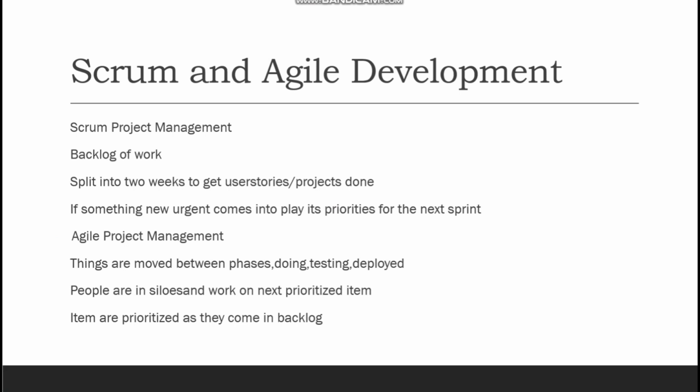But if we are talking about Agile project management, here the things are moving between the to-do, doing, testing and deployed phases only. Every time these phases are going on, whatever work is coming, they will prioritize that. Items are prioritized as they come into the backlog. Whenever they come to the backlog, they will prioritize them. They don't need to wait for the entire sprint to complete before they take up the new work. If any priority thing comes up, they will take that and do that first, in the middle of the sprint as well. So Agile works like that.